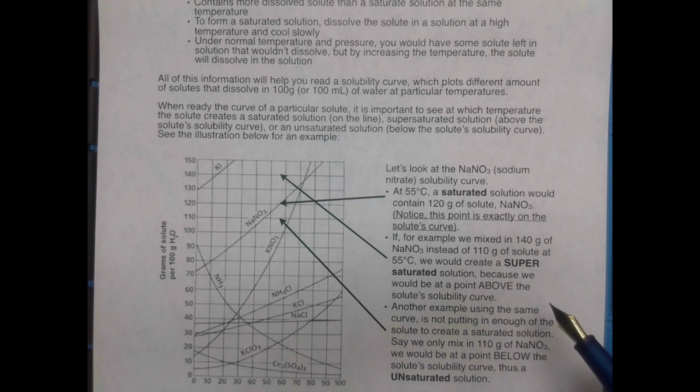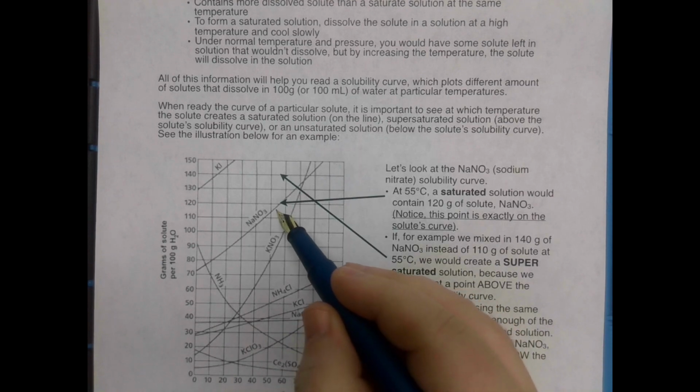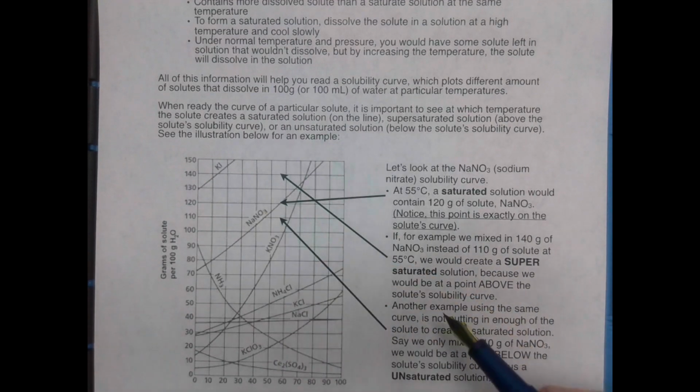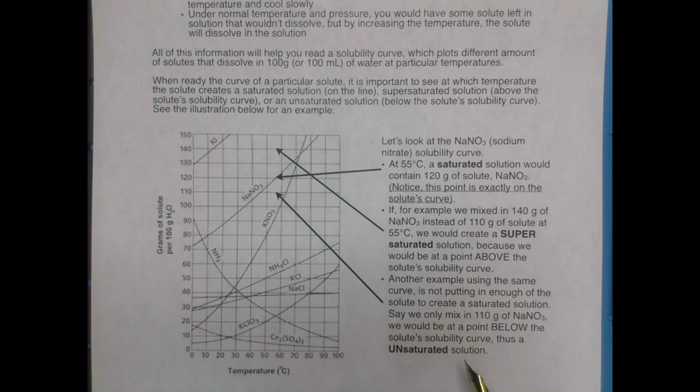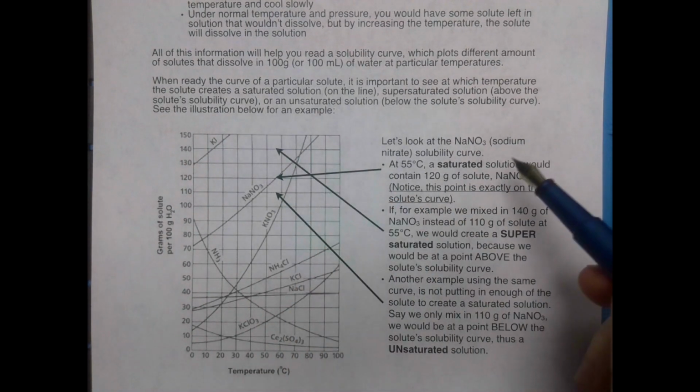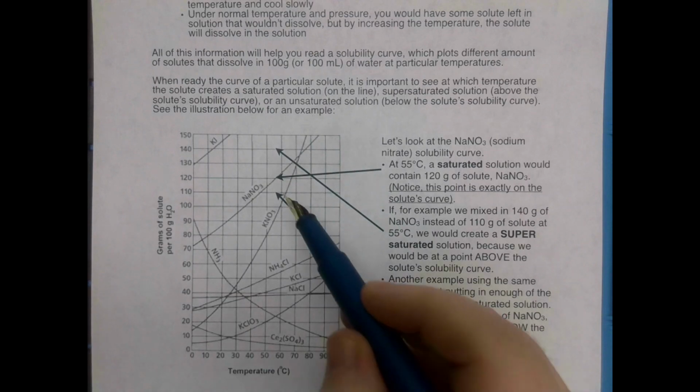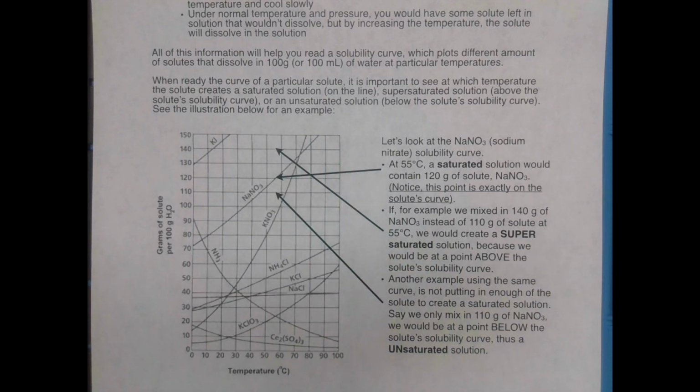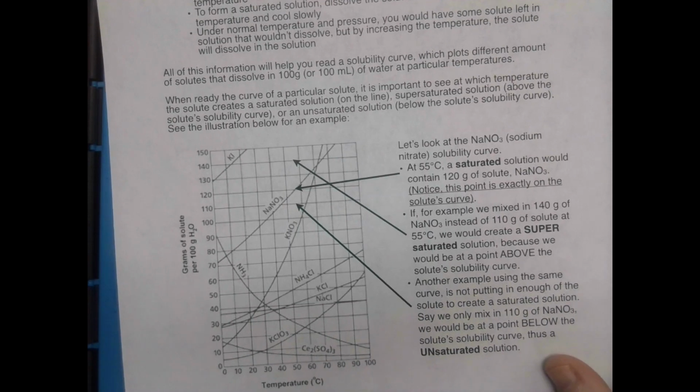Another example would be if you put less than 120. So let's say we put 110, which is too low. It's under the curve. So if it's under the curve, we get unsaturated solutions. If it's above the curve, we get supersaturated. And if it's on the curve, it's saturated. Make sense?